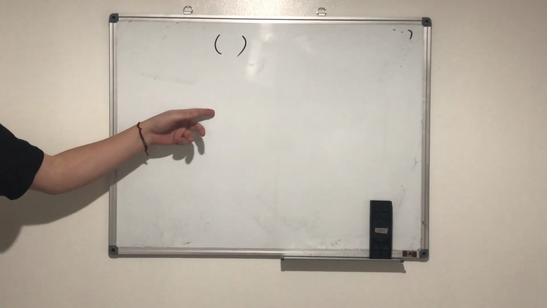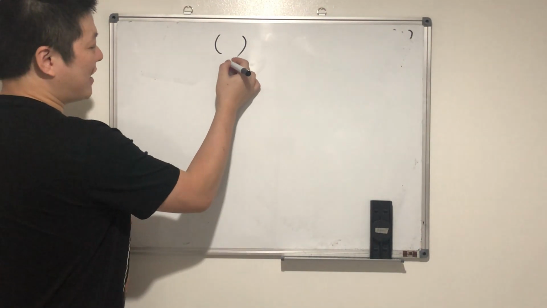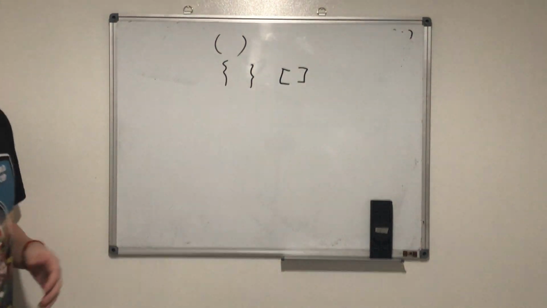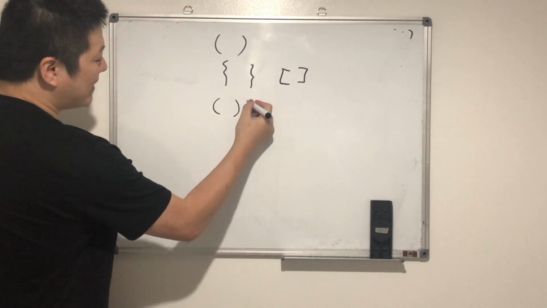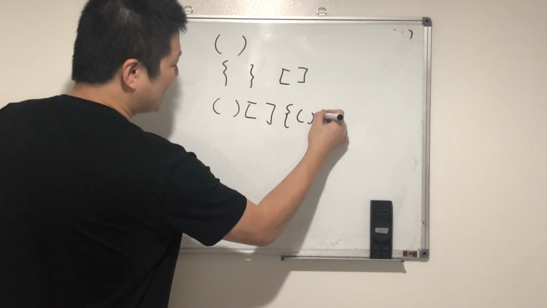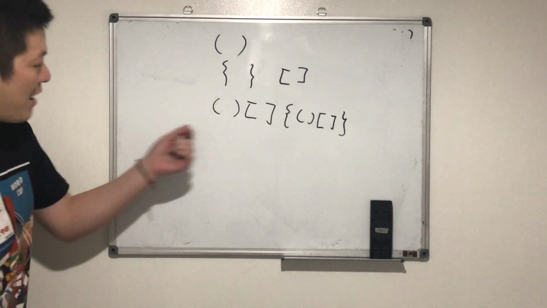How about if we also consider curly braces and square brackets? If it's a valid parentheses string, it could be something like that. Do you get it? This one is valid because everything is in pair.